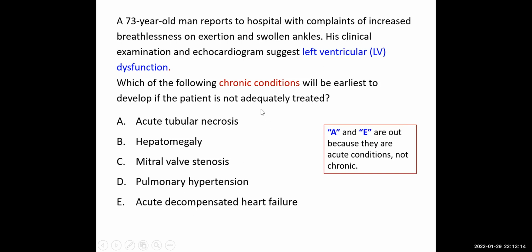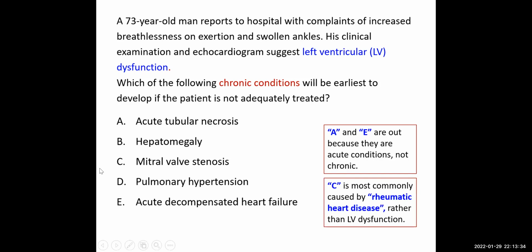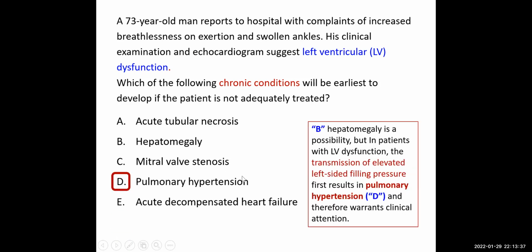The correct answer over here, some people made a mistake because I am asking for a chronic condition, but some people picked up acute conditions. So acute is right away out because I'm asking for chronic conditions. So A and E are out. Hepatomegaly, obviously this will happen when there is right heart failure, not in the left heart failure. So pulmonary hypertension is the best answer in this case. And as I said, hepatomegaly will be there when the pressure goes down from the right ventricle, right atrium down to the liver, and then the JVP will also be raised in that case, all right?